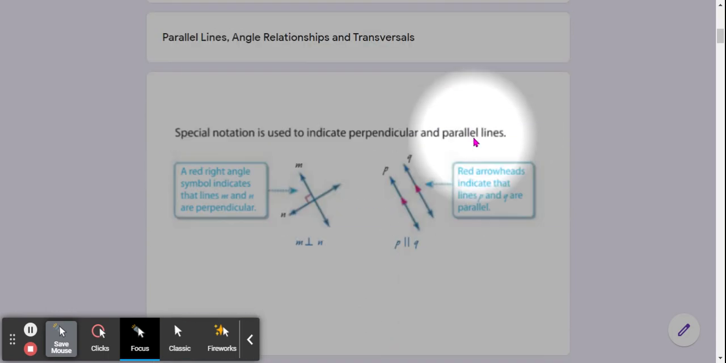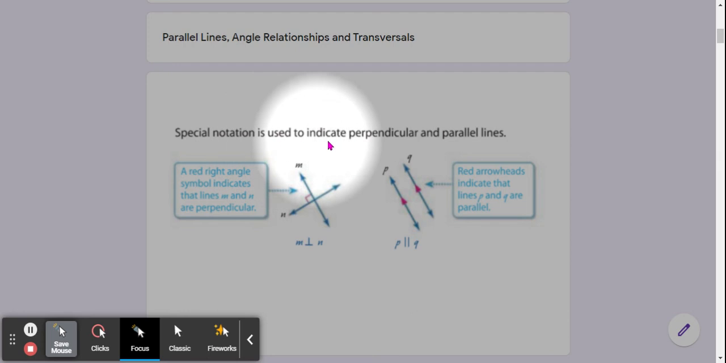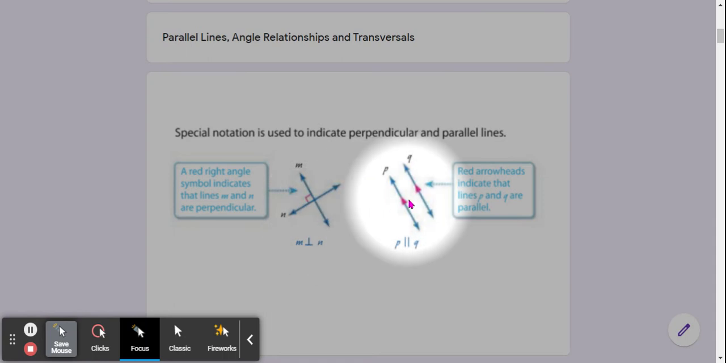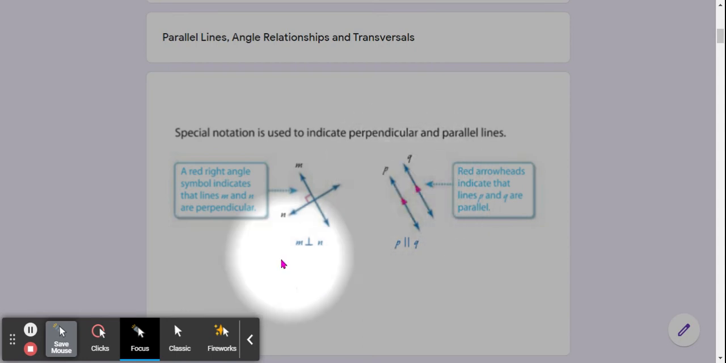Okay, so let's move on. Special notation is used to indicate perpendicular and parallel lines. A red right angle symbol indicates that lines M and N are perpendicular. That just means they make a perfect T, perpendicular. They make a right angle. And then these red arrowheads indicate that lines P and Q are parallel. So these are parallel lines right here, if they have those little angle markers.